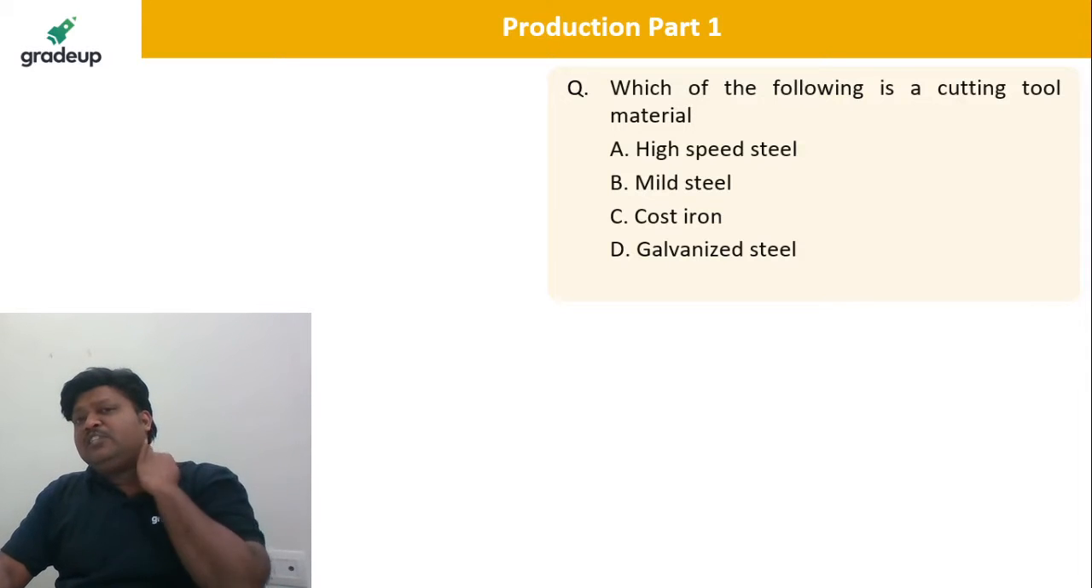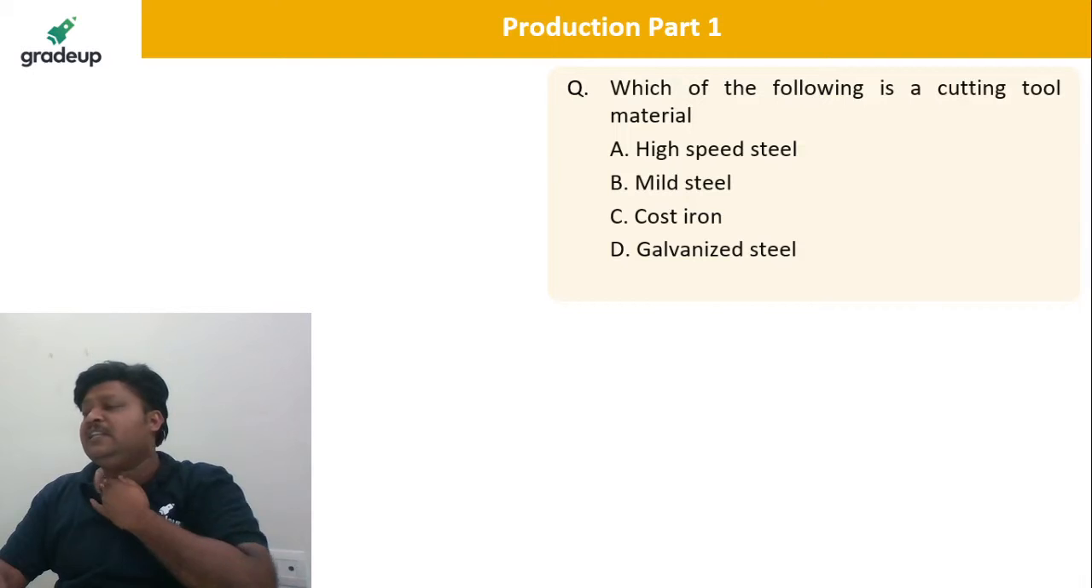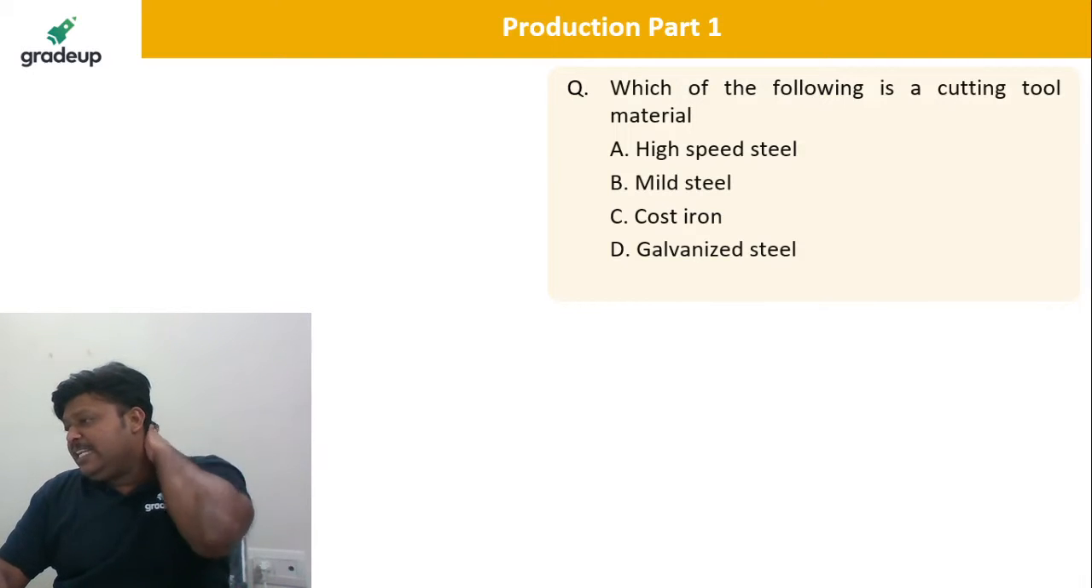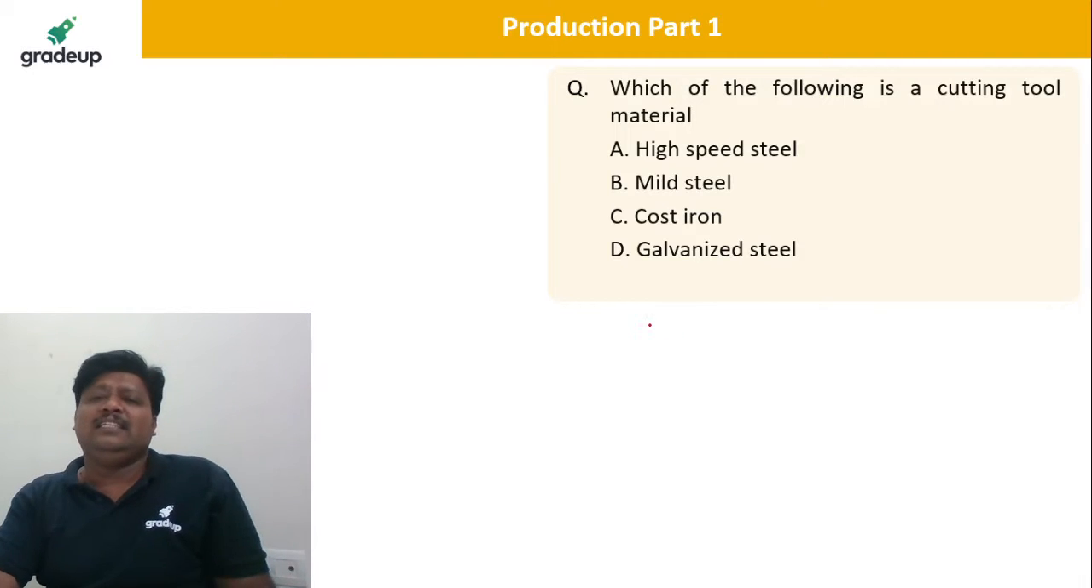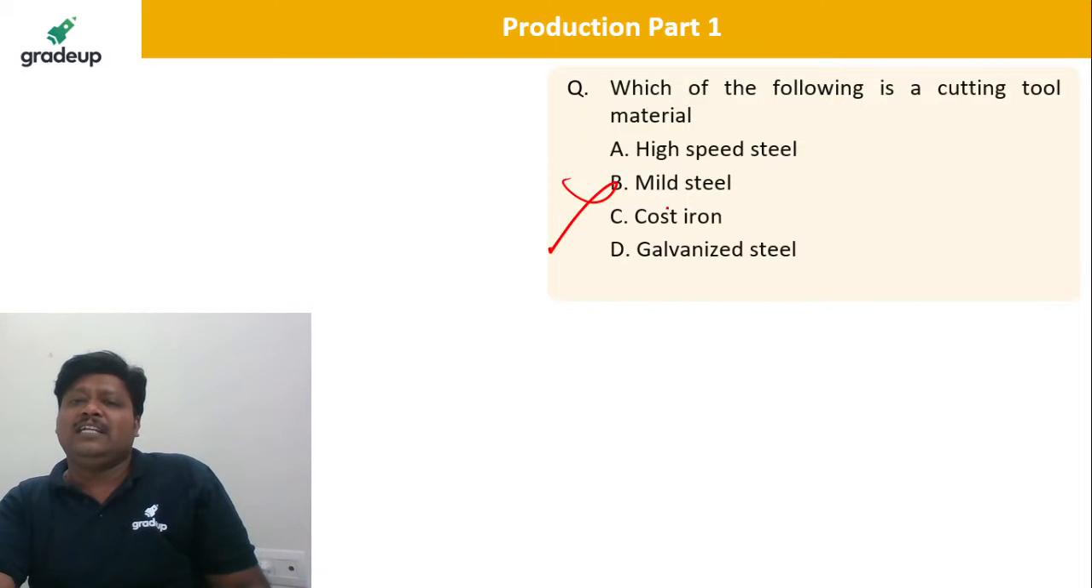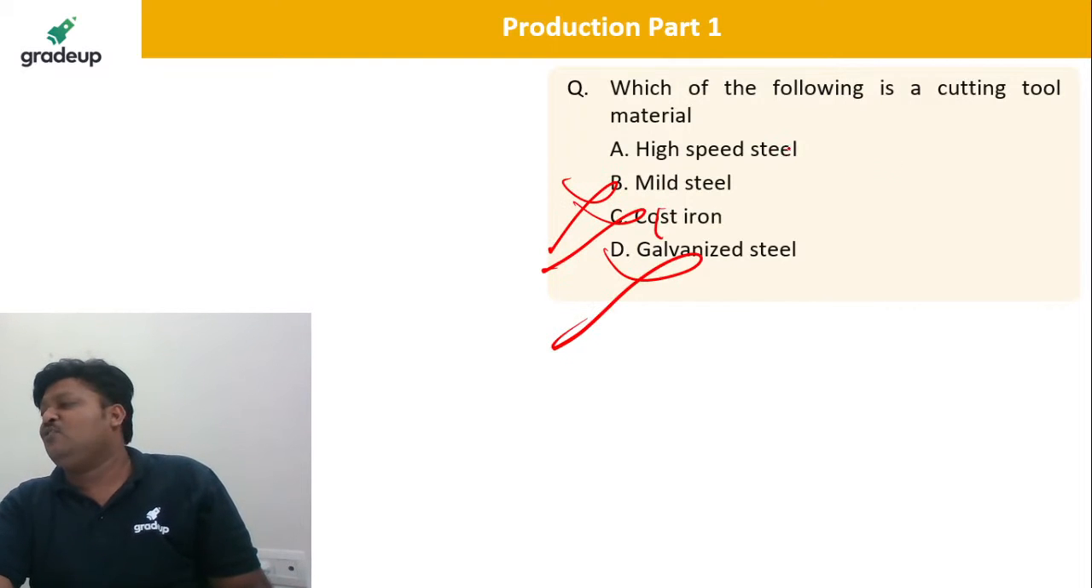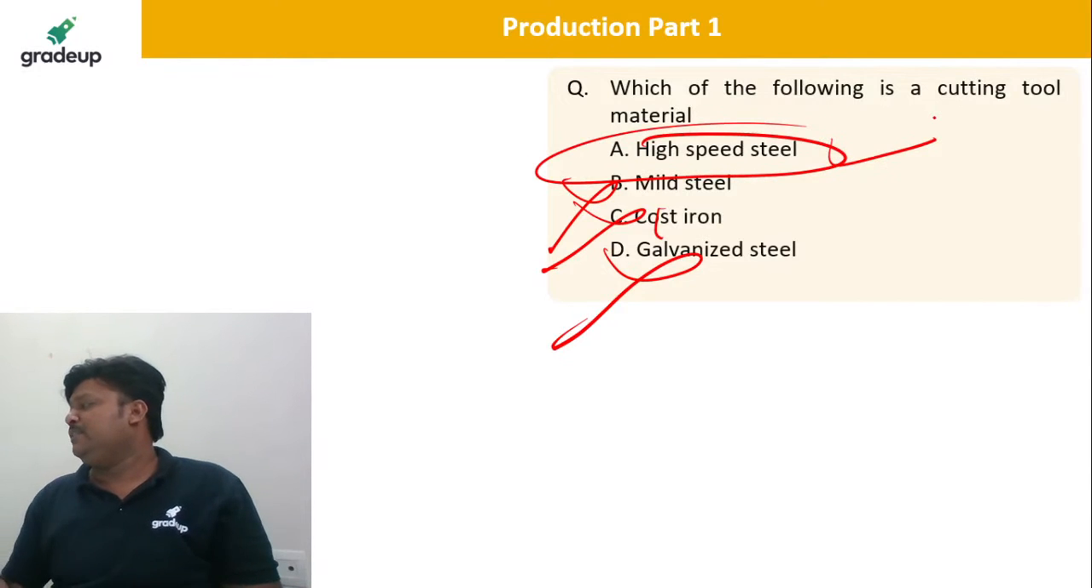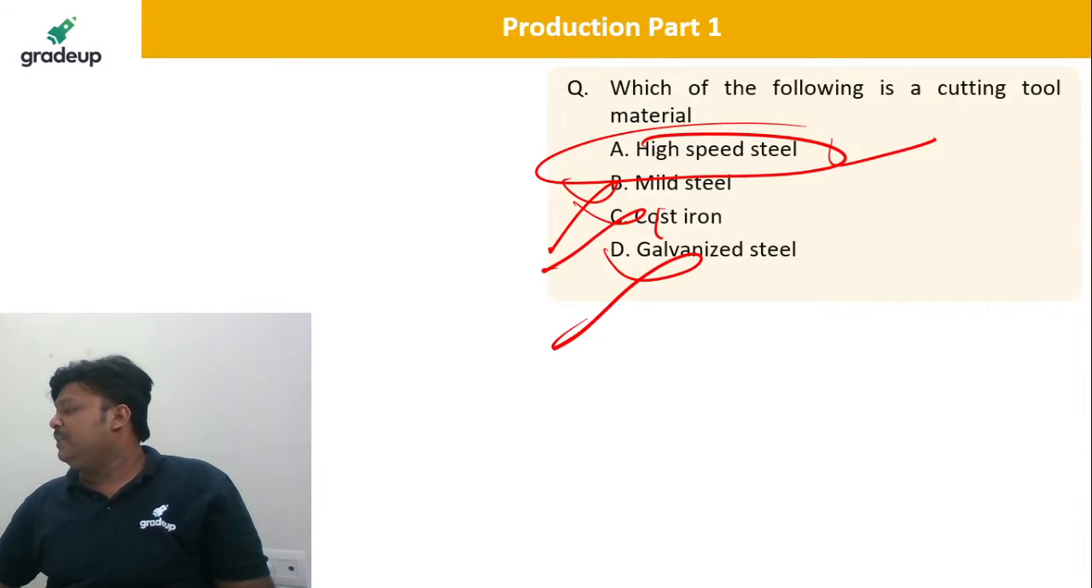Tell me the answer. Which of the following is the cutting tool material? Cutting tool material, of course, the high speed steel. Mild steel is not a cutting material. Cast iron is not. Galvanized steel is not. Only high speed steel. Okay.